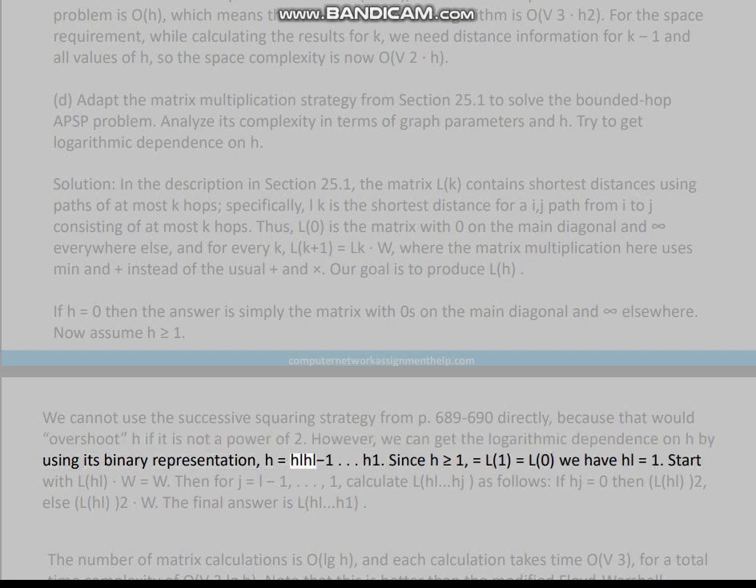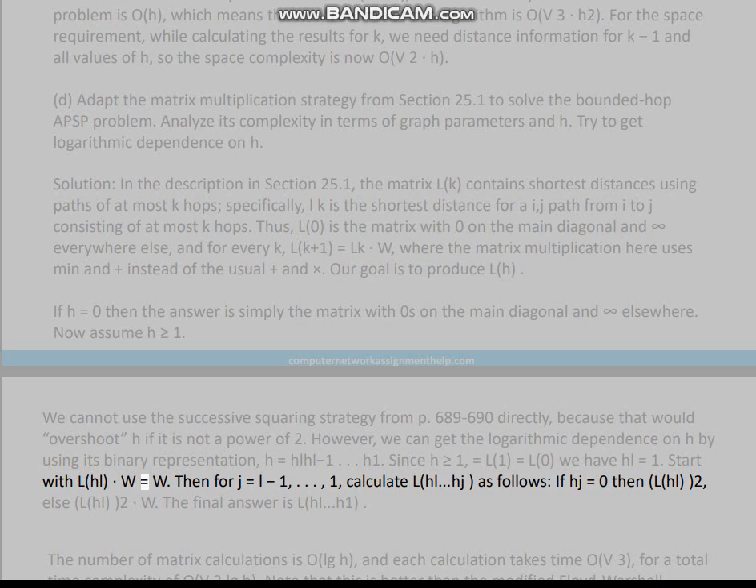h = h_l h_(l−1) ... h_1. Since h ≥ 1, h_l = 1, and L^(1) = L^(0)·W = W, so start with L^(h_l) = W. Then for j = l−1 down to 1, calculate L^(h_l ... h_j) as follows. If h_j = 0, then L^(h_l ... h_j) = (L^(h_l ... h_(j+1)))², else it is (L^(h_l ... h_(j+1)))²·W. The final answer is L^(h_l ... h_1).